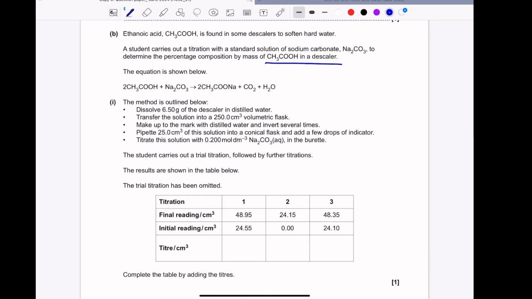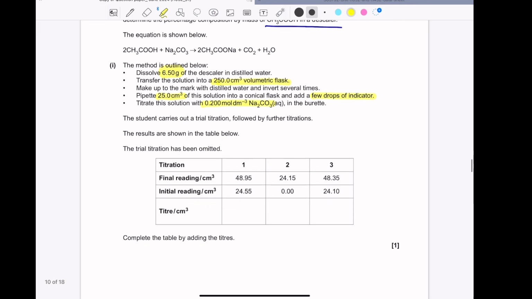So dissolve 6.5 grams of the descaler in distilled water, transfer the solution to a 250 centimeters cubed volumetric flask, make up to the mark with distilled water and invert several times. Pipette 25 centimeters cubed of this solution into a conical flask and add a few drops of indicator. Titrate the solution with 0.2 moles per decimeter cubed of sodium carbonate in the burette.